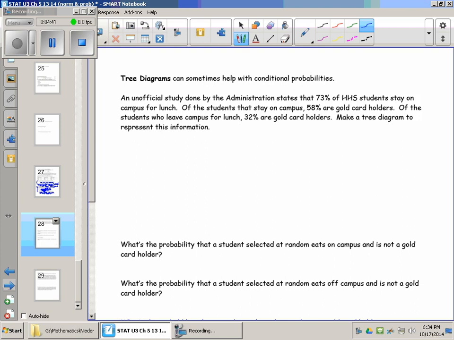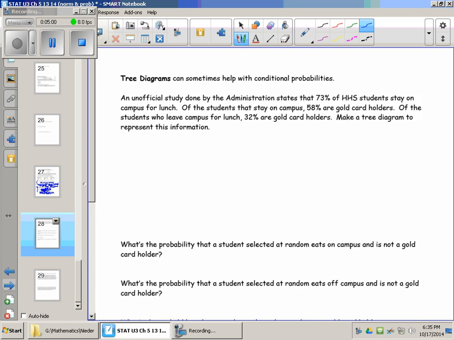Okay? So let's say we have this unofficial study done by the administration that states that 73% of Hickman High School students stay on campus for lunch. Of the students that stay on campus, 58% are gold card holders. Of the students who leave campus for lunch, 32% are gold card holders. Make a tree diagram to represent this information.